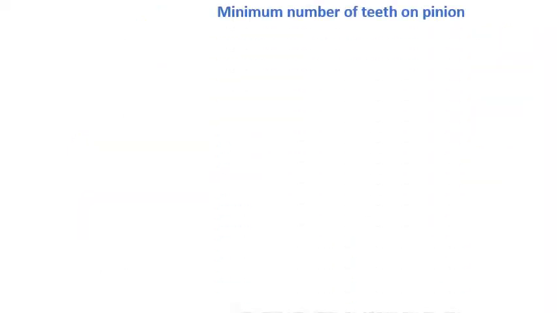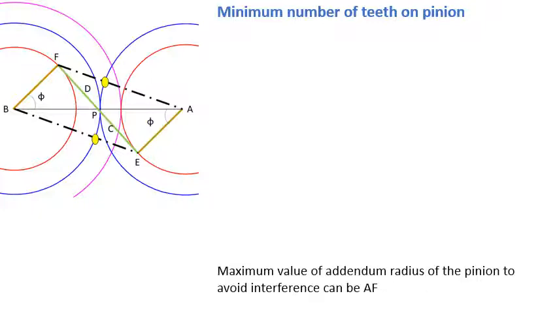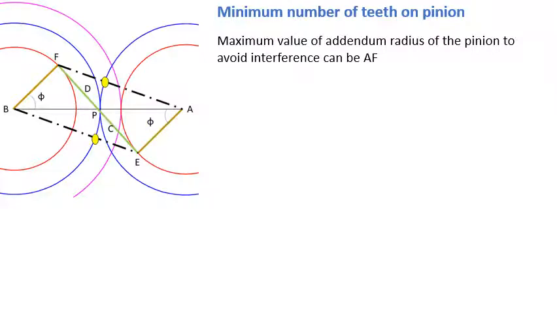Similarly, the minimum number of teeth on a pinion. Again we are considering the same diagram. The maximum value of the addendum radius of the pinion to avoid the interference can be AF, whereas in the previous case we considered BE. This is the maximum length and it should not exceed this length. For the pinion, the length of the addendum should be maximum, and the maximum length should be AF.